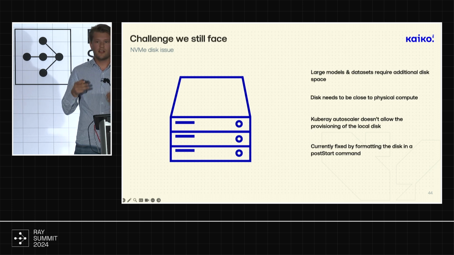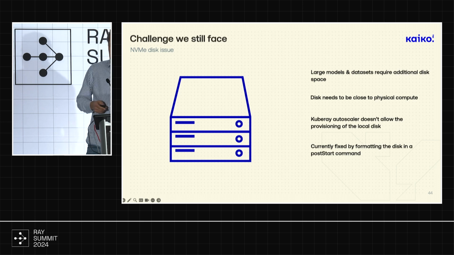However, to provision a local disk, CubeRay needs to know on which node a worker is going to run. And the same holds to format a disk. CubeRay needs to know which disk is going to be used. This leads to a bit of a chicken-egg problem where you either know the disk or you know the node, but you never know exactly, you cannot say they're together.